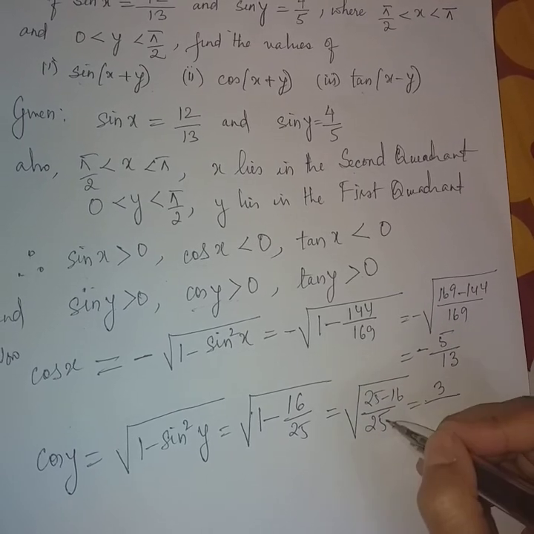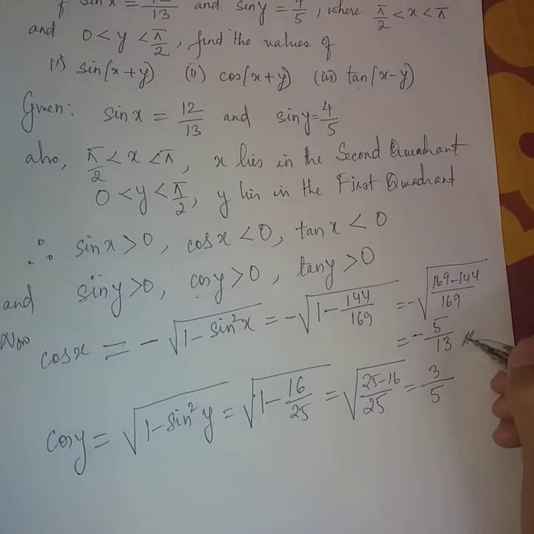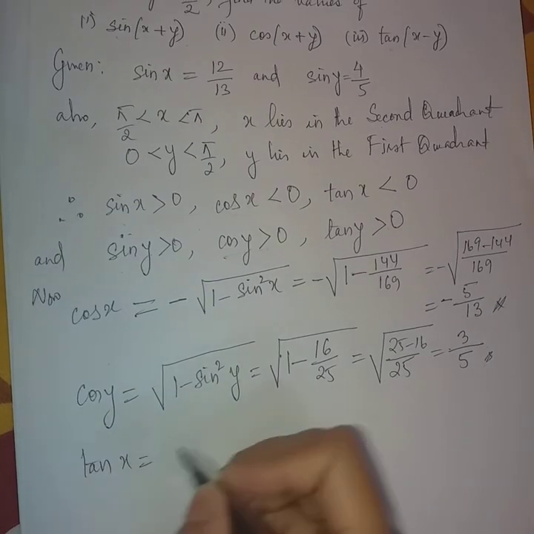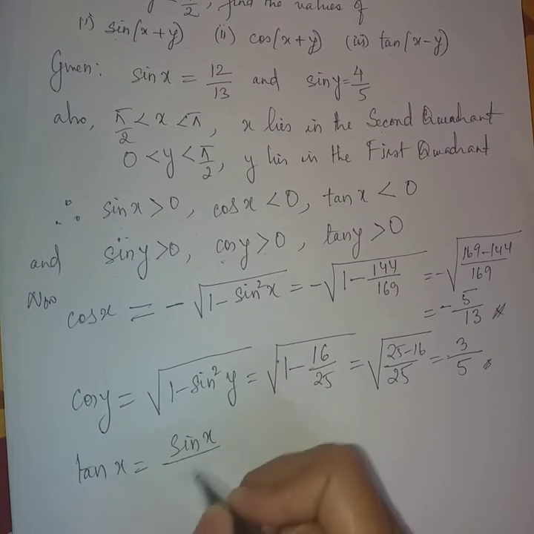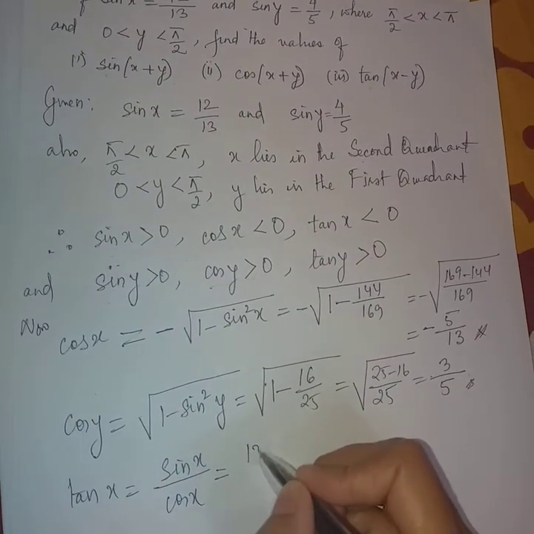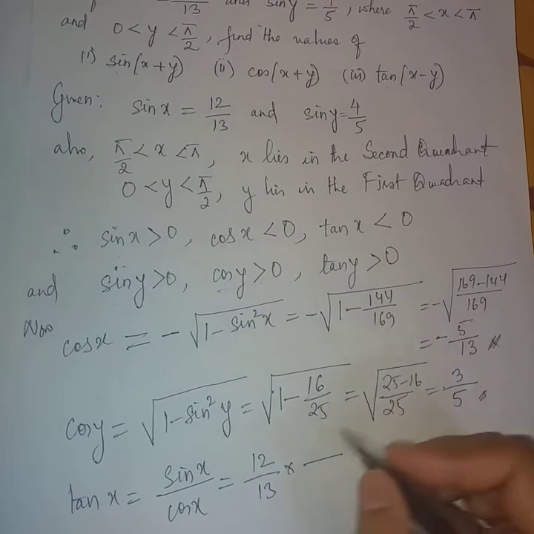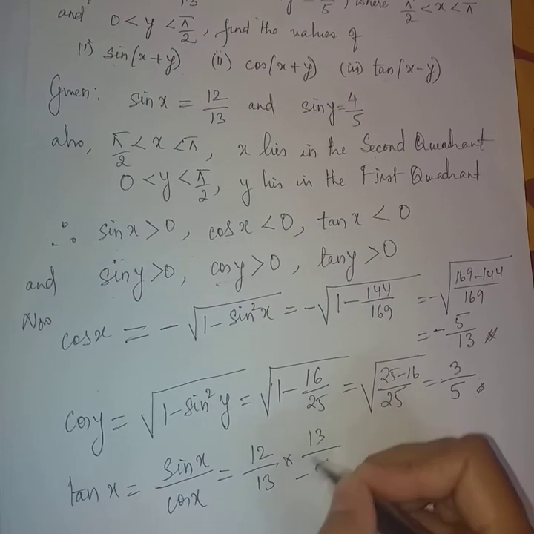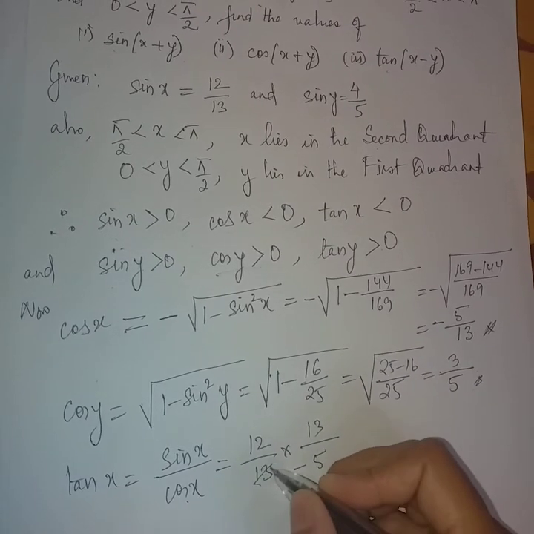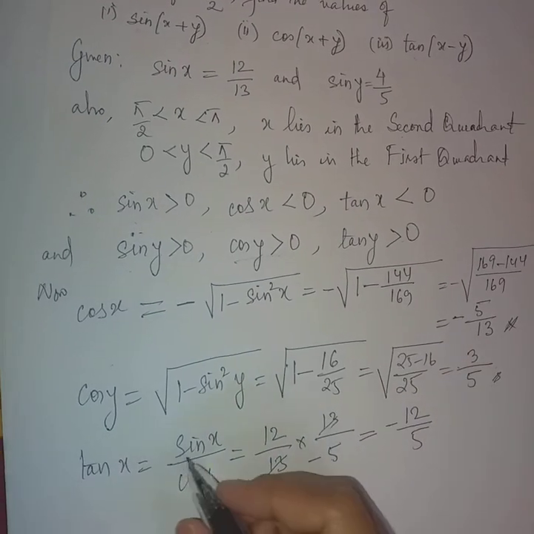So after taking square root, it will be 3. 25 square root will be 5. So we got the value of cos x and cos y. Now we find tan x. Tan x is sine x by cos x. So we have the value of sine x, which is 12 by 13, and cos x, we got it from here, minus 5 by 13. It is in the denominator, so we write it like this, minus 5 by 13 comes up. So here 13 and 13 get cancelled, so it will be minus 12 by 5. So we got tan x.